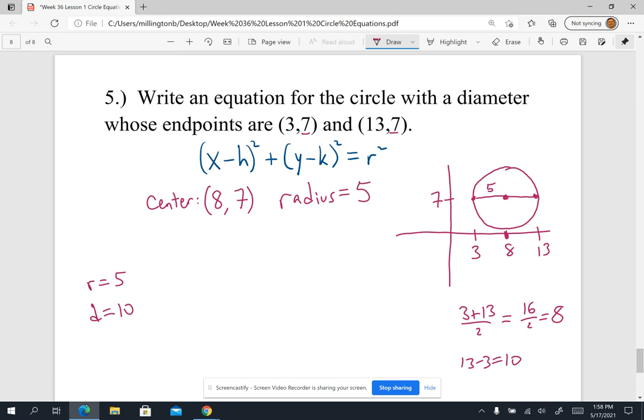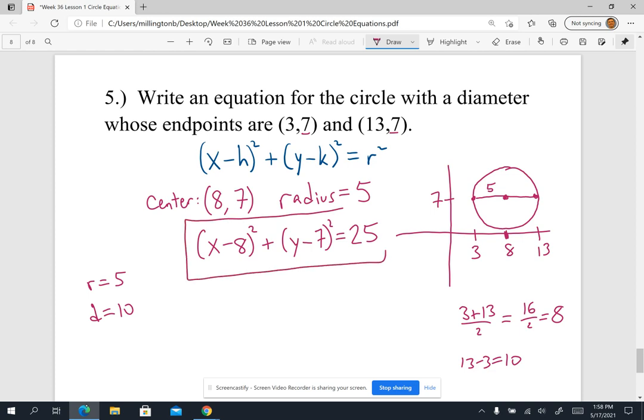So now I'm going to go plug that in my equation. It's going to be x minus 8 squared plus y minus 7 squared equals radius squared. 5 squared is 25. That would be my equation of the circle described with those endpoints as the diameter.